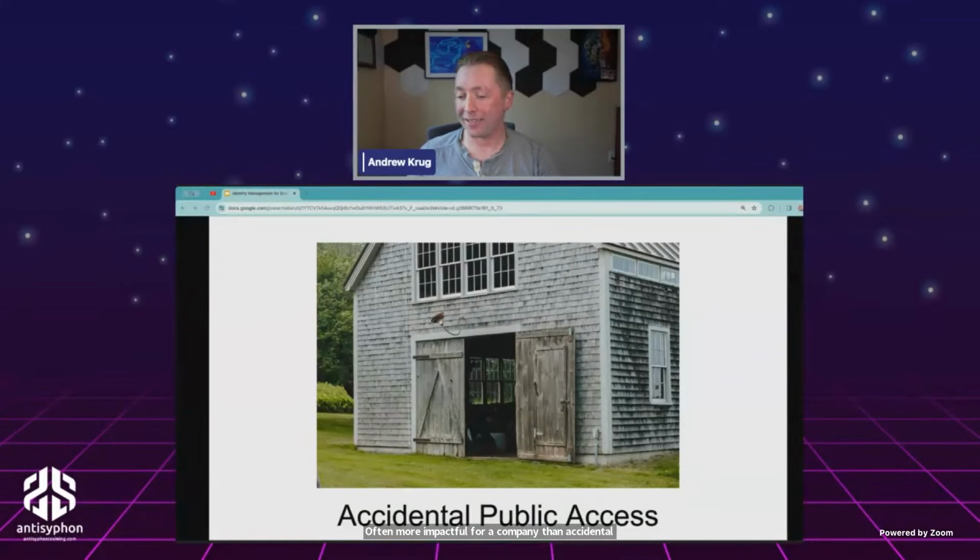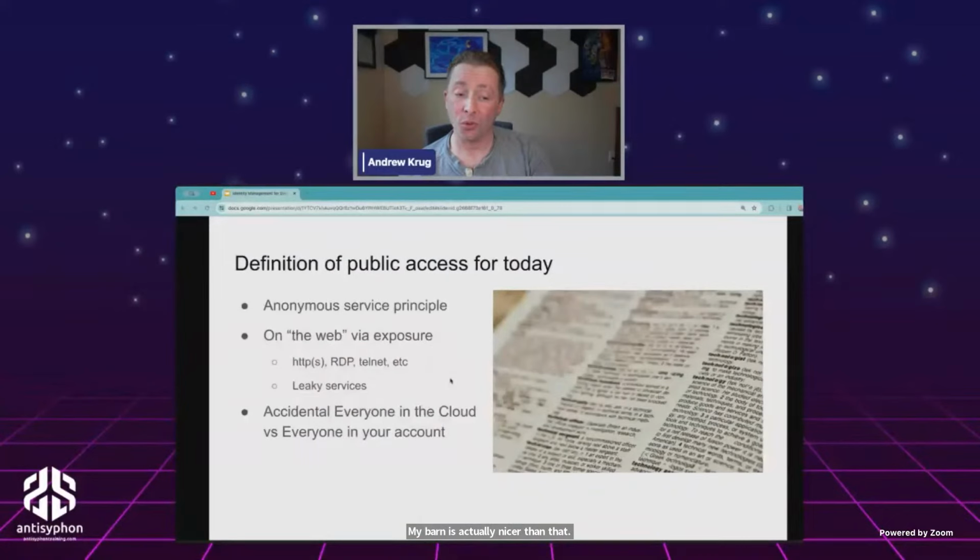A couple of people ask, is that my barn? That is just a random barn that I got off Unsplash. My barn is actually nicer than that barn. But that is a cool antique barn.